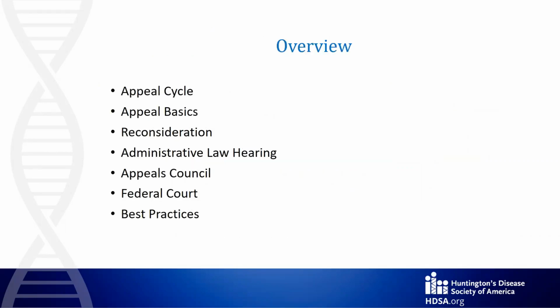Okay, so like I said, today we're going to be talking about how to navigate the Social Security appeal process. And this is going to be more of a high-level overview of everything to expect. If you're at specific parts in the appeal process, that's something you may want to have a one-on-one with me at another time. But today it's a high-level overview just to understand how the appeal process works within Social Security and all the different levels. So we're going to talk about the appeal cycle, appeal basics, reconsideration, administrative law hearings, appeals council, federal court, and best practices.